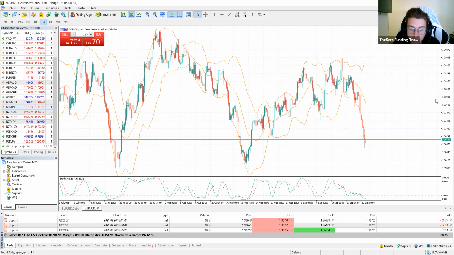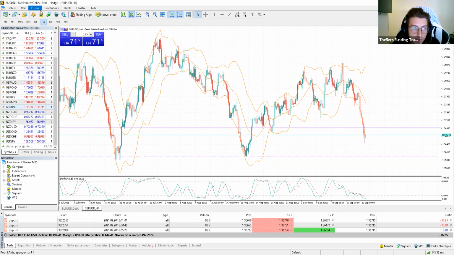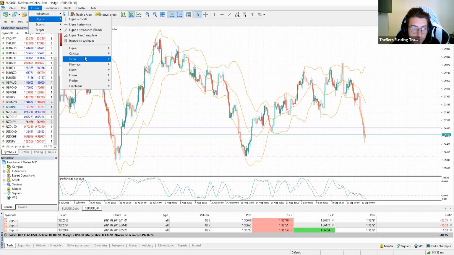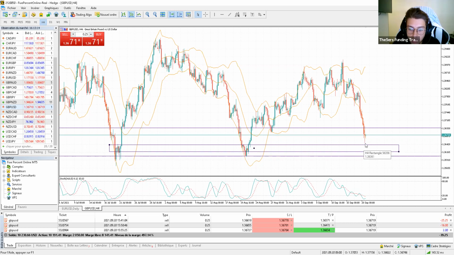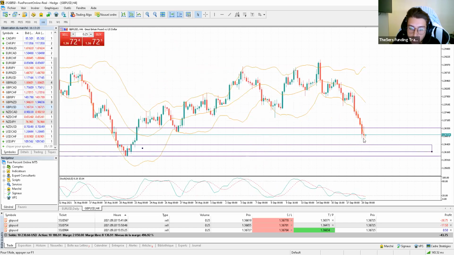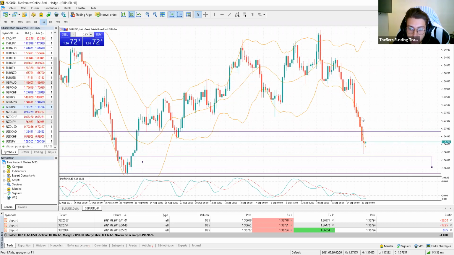On the H4, you will have this zone here, which will maybe be the best zone to enter. Actually, the market touched a little bit here. It was very close. And here we are in a small doji, so maybe the market is starting to retrace, but the trend is still very much down.